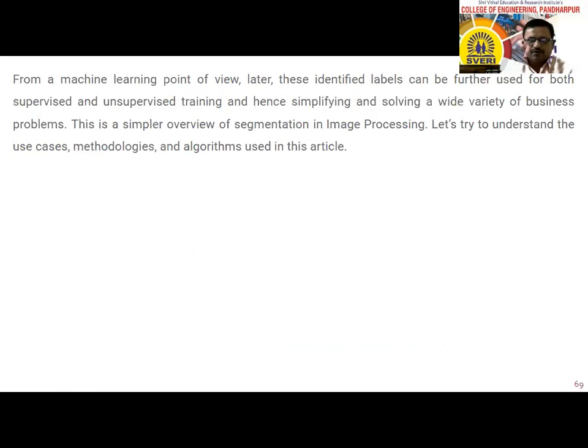From a machine learning point of view, later these identified labels can be further used for both supervised and unsupervised training, and hence simplifying and solving a wide variety of business problems. This is a simpler overview of segmentation in image processing. Let us try to understand the use cases, methodologies, and algorithms used for image segmentation.